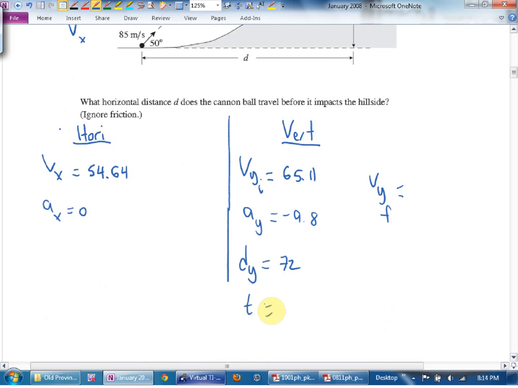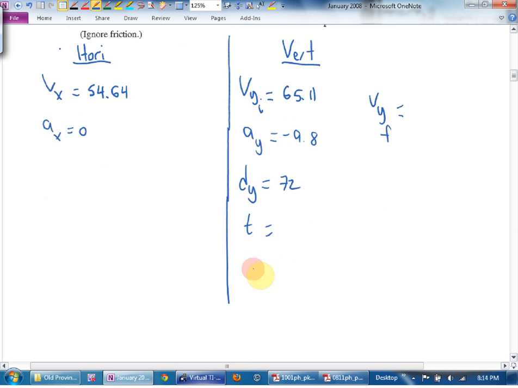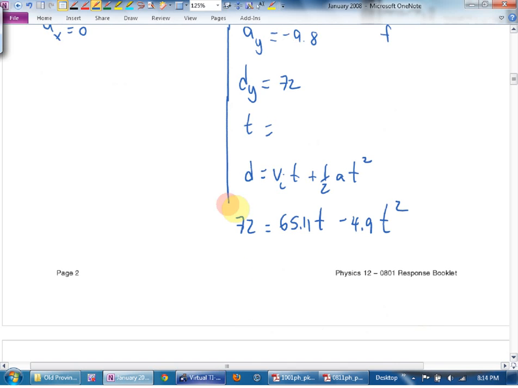d equals Vi t plus a half a t squared. 72 equals 65.11 t minus 4.9 t squared. Justin, what kind of an equation is this? You were elsewhere. You weren't elsewhere. You're actually writing things down. I stand corrected. Usually when I saw that look, it meant you were elsewhere. You're here. Good. How do I solve a quadratic? First thing, before I do anything else, make it equal to 0. 0 equals negative 4.9 t squared plus 65.11 t minus 72.